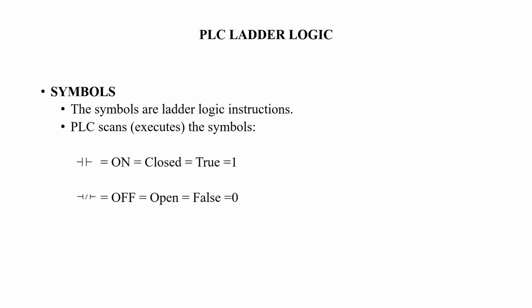Next, the PLC ladder logic symbols. The input is represented as a switch. It is going to scan and execute the symbol. We have two switches: one is a normally open switch and the other is a normally closed switch. This is the on condition, which is true, and this is the normally off condition, which is represented as false.